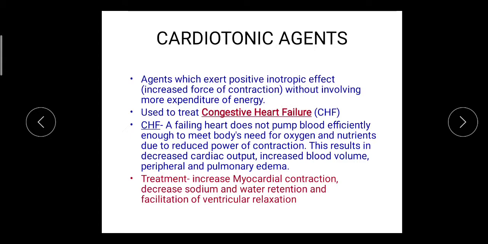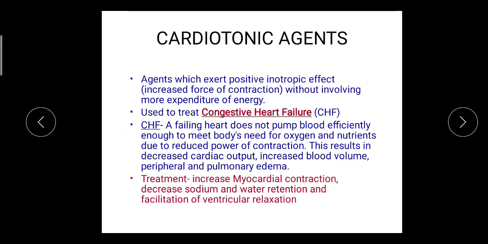So this is congestive heart failure, where the heart cannot contract sufficiently to supply the blood because of lack of oxygen, and this results in decreased cardiac output. Then it increases the blood volume, causing peripheral and pulmonary edema, that is accumulation of blood, which is called pulmonary edema, and which causes an increase in the blood volume.